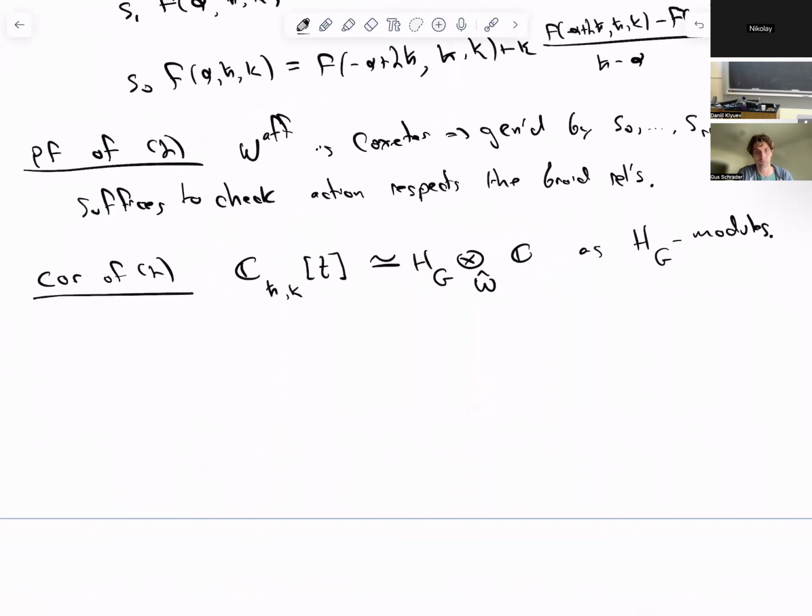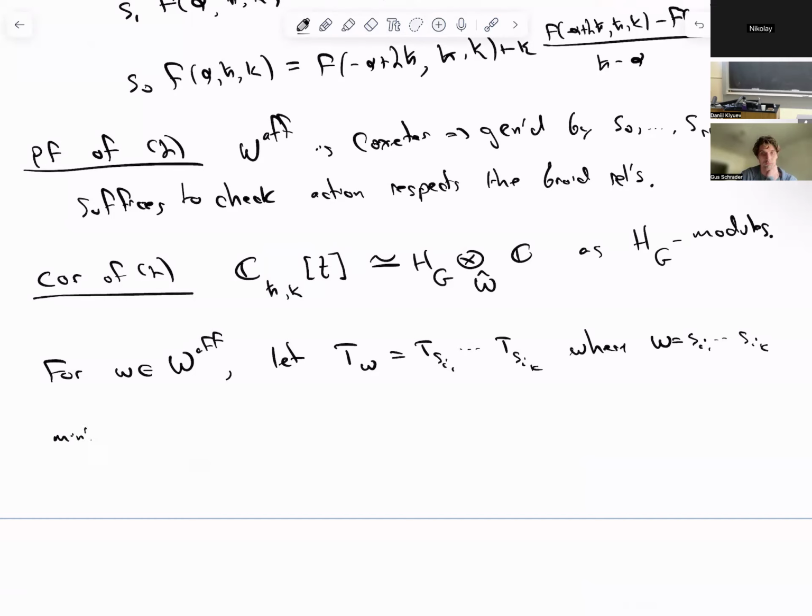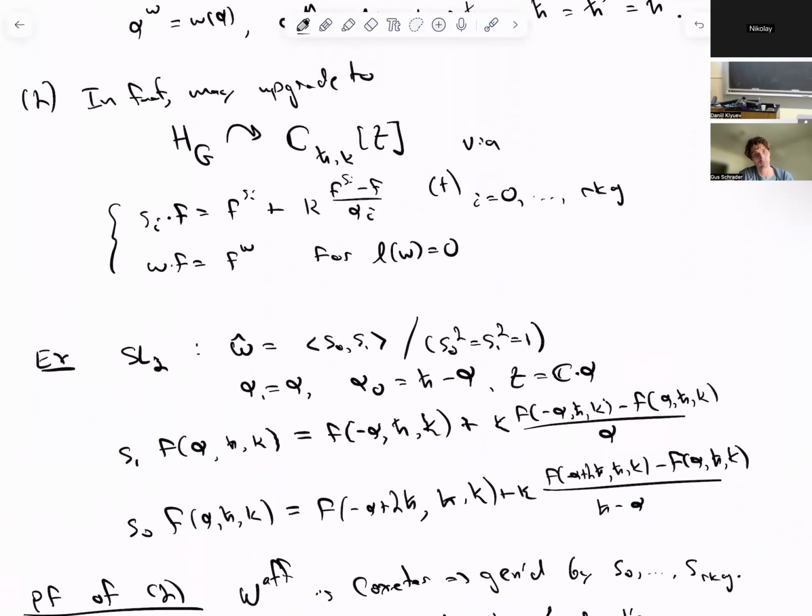Okay, so continuing on. For any element of W hat, or maybe I'll say W_F, let T_W be T_{S_i1} through T_{S_ik}, where W is S_i1 through S_ik, a minimal representative. And the T_{S_i} act on the polynomial rep via dagger. So this is dagger.